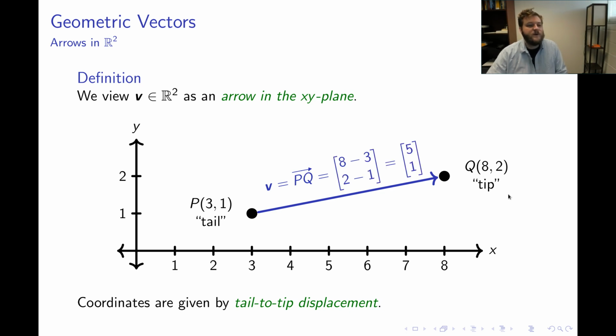What we do here is we go coordinate to coordinate in the tip and the tail and subtract. So here the x-coordinate of the tip is 8, the x-coordinate of the tail is 3, 8 minus 3 equals 5. For the y-coordinates, the tip y-coordinate is 2, and the tail y-coordinate is 1, while 2 minus 1 equals 1. So the vector that we've represented here as an arrow in the xy plane has coordinates 5, 1.